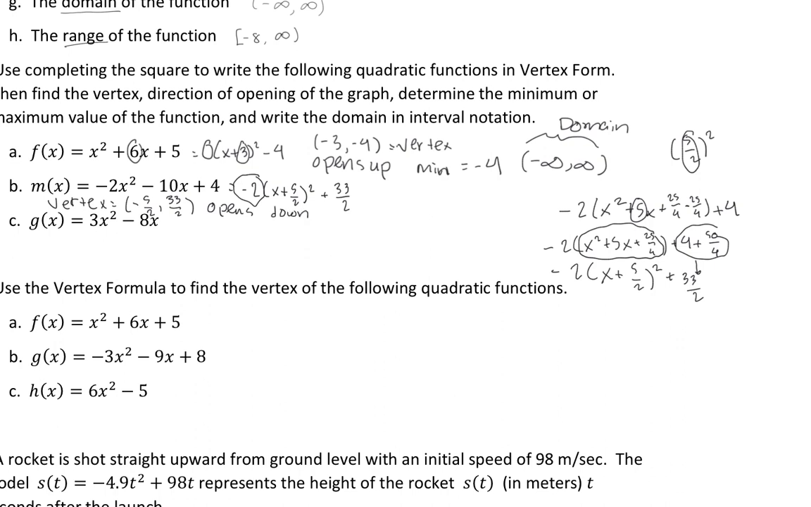And since it opens down and has a negative, it's going to have a max value instead, right? And so the max value will just be at that vertex. So max value equals just that y point of the vertex. And then the domain will be all real numbers, right? So negative infinity to infinity. Okay, and I'll say domain.